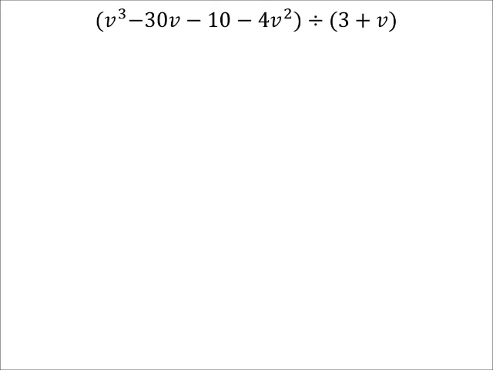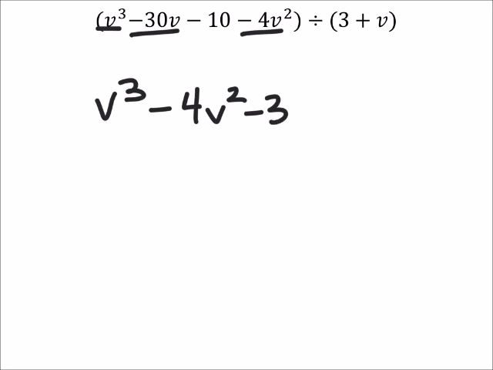So hopefully you guys noticed on this one that the dividend here is not in descending order of degree. So we'll need to do that. Our highest degree here is v to the power of 3, which may have been the tricky part. But then I'd have the v squared right here, so that's minus 4v squared. Then I'd have the v's, which is a negative 30v, and then a minus 10.